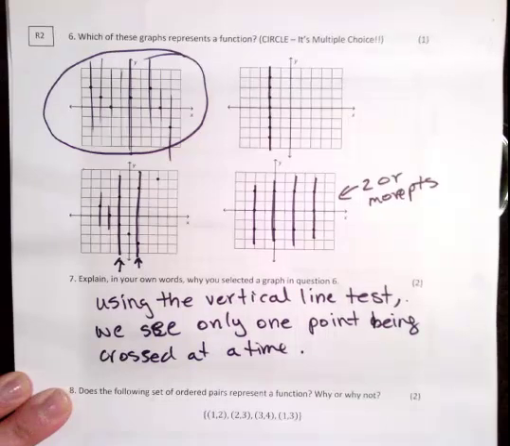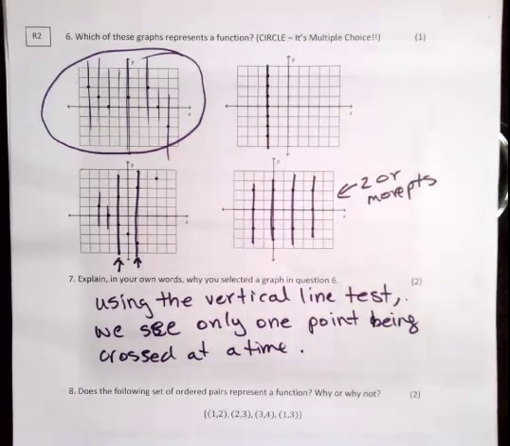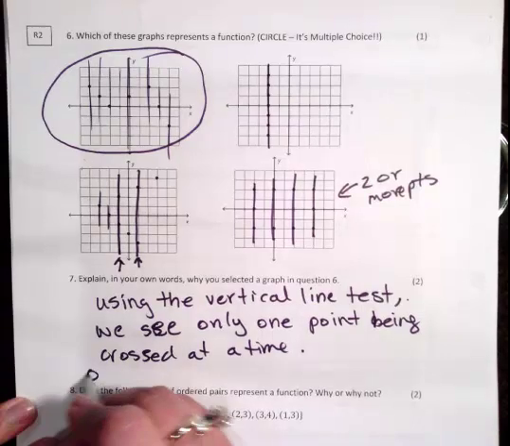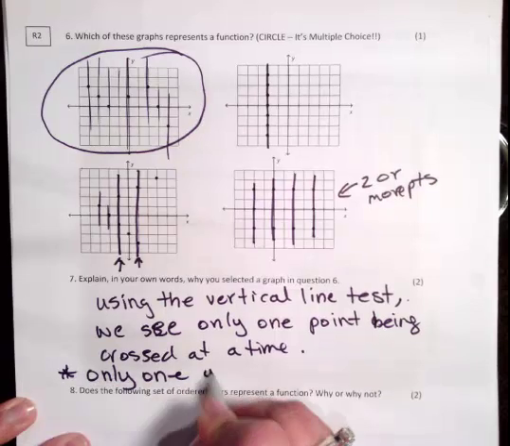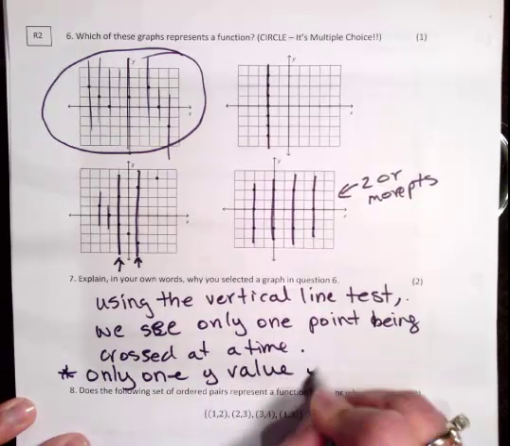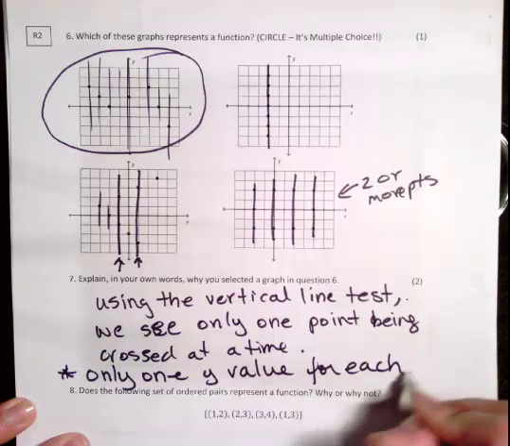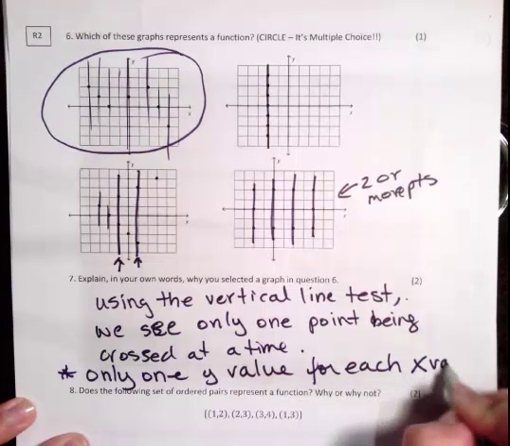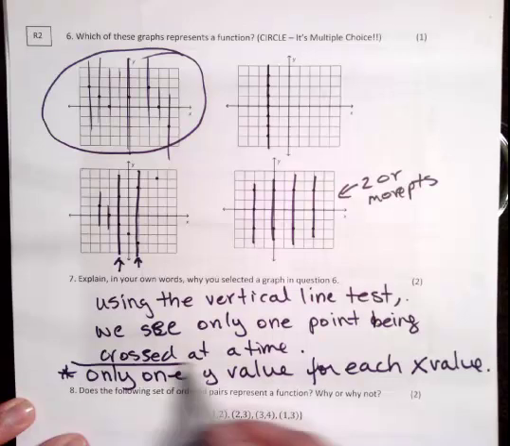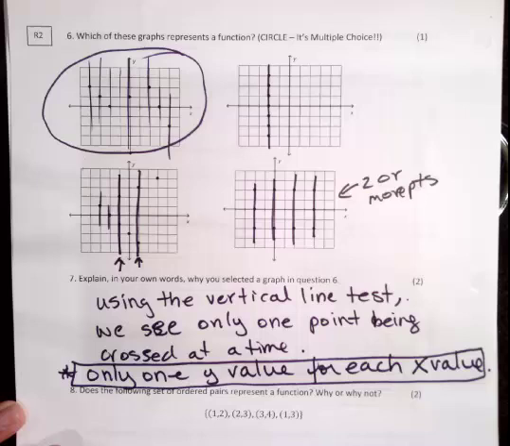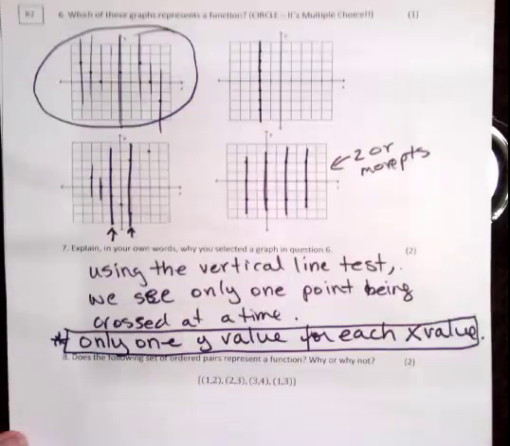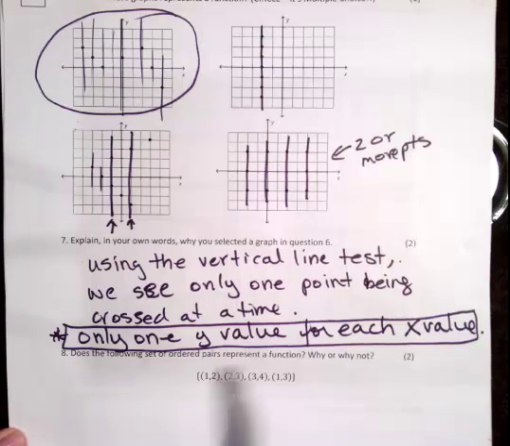Okay, so there can only be one y value for every x value. So only one y value for each x value. And I guess really this is kind of a better definition than that stuff I wrote up there. Okay, now does the following set of ordered pairs represent a function?